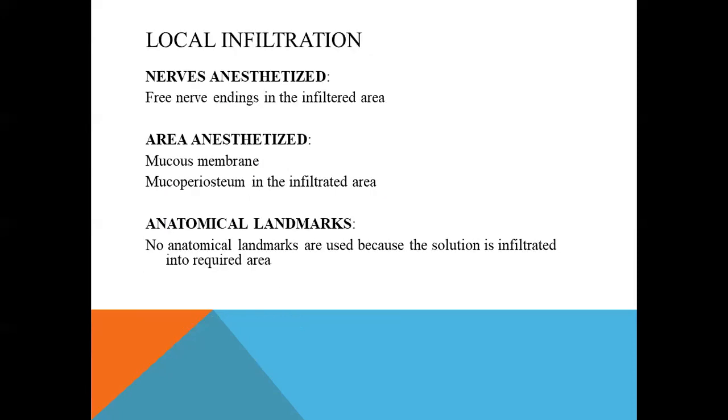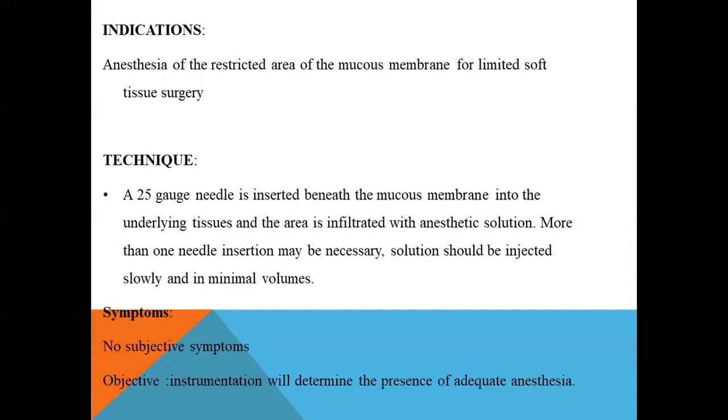Coming to local infiltration, the nerve anesthetized will be the free nerve endings in the infiltrated area. The area anesthetized will be the mucoperiosteum and mucous membrane in the infiltrated area. Landmarks: there are no precise anatomical landmarks because if you are going to do the procedure on a mandibular central incisor, you insert the needle parallel to the central incisor. Suppose you are going to do a procedure on a premolar, you insert the needle parallel to the premolar. Indication: anesthesia of a restricted area of mucous membrane.